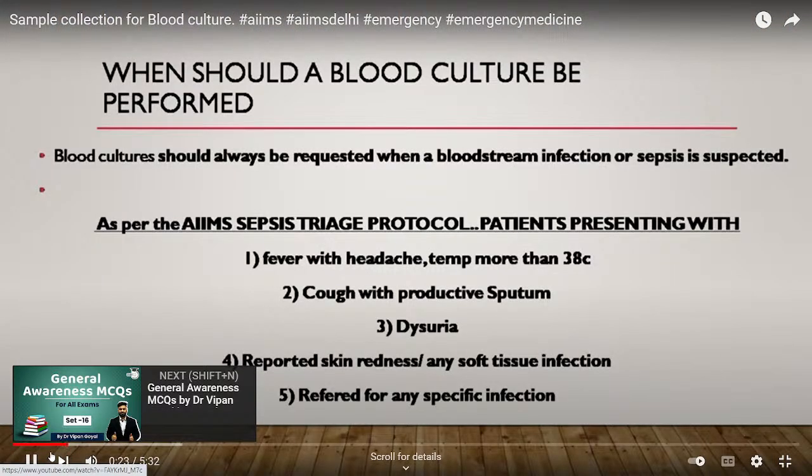Hello everyone, I am Dr. Gaurav Rajvanshi, junior resident from the emergency medicine department, presenting you the video of sample collection for the blood culture in suspected patients of sepsis. First thing, when to suspect sepsis in a patient. As and when patient triage is read according to vitals and as per the AIIMS sepsis triage protocol, when patients present with fever with headache, or temperature more than 38 degrees Celsius.